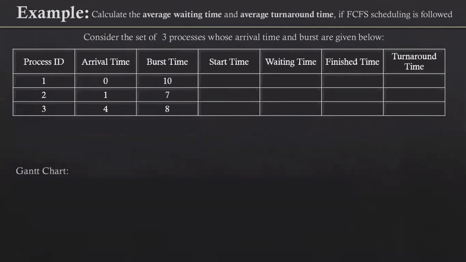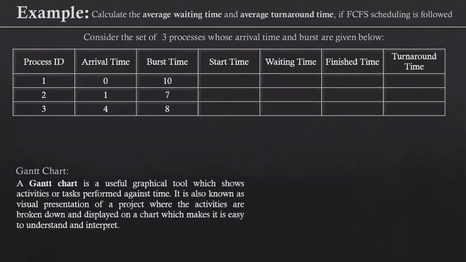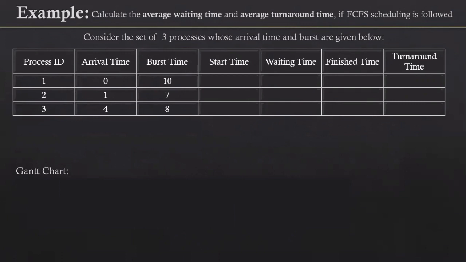So what is a Gantt chart? A Gantt chart is a useful graphical tool which shows activities or tasks performed against time. It is also known as a visual presentation of a project, where the activities are broken down and displayed on a chart which makes it easy to understand and interpret. So first, let's create a Gantt chart.